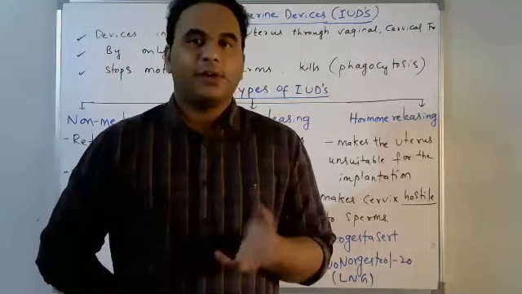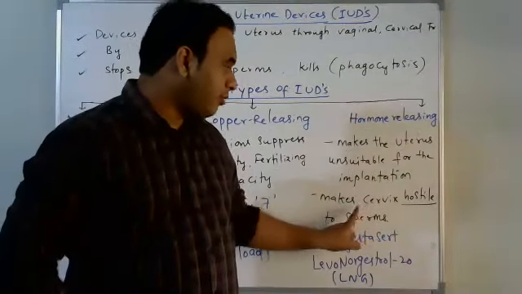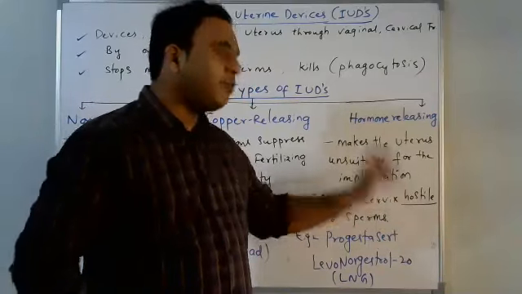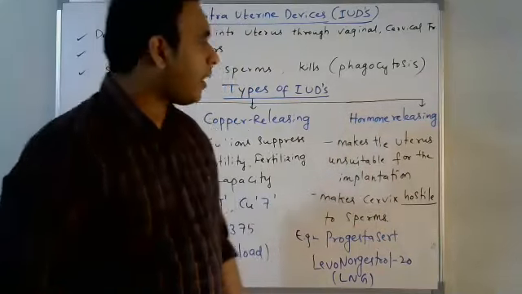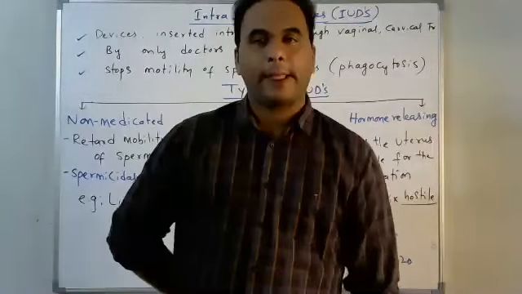So it does not affect the ovum, sir? We cannot say that. Why? Because certain IUDs called hormone releasing IUDs also make the cervix hostile to the sperms. Apart from that, they make the uterus unsuitable for implantation. No sir, I'm asking only about Copper T. Copper means only acting on the sperms. Okay, sir.